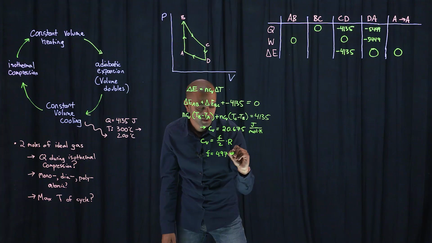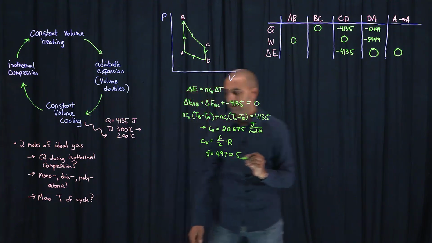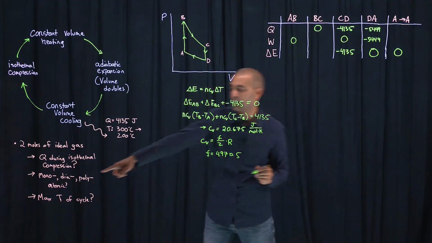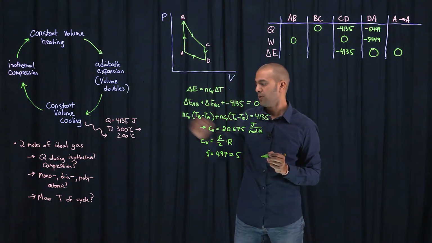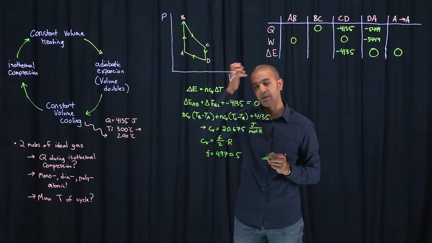Okay, well, this is very close to 5. And that tells us that this is a diatomic gas. Diatomic gases have 5 degrees of freedom, whereas monoatomic gases have 3, and then polyatomic have 6.